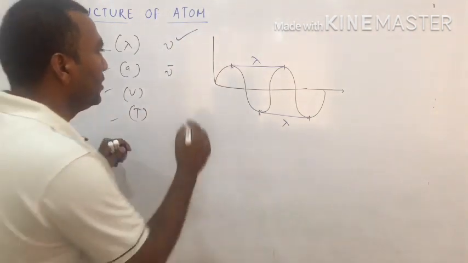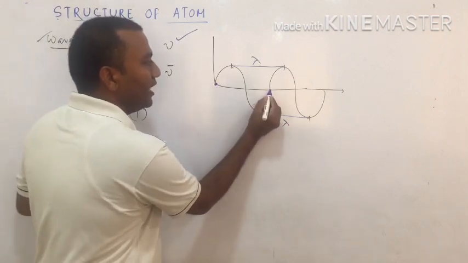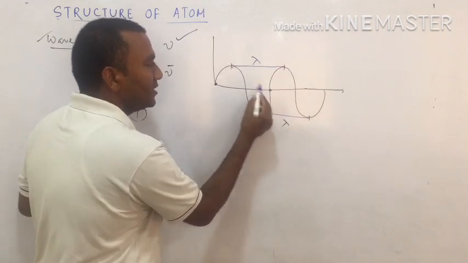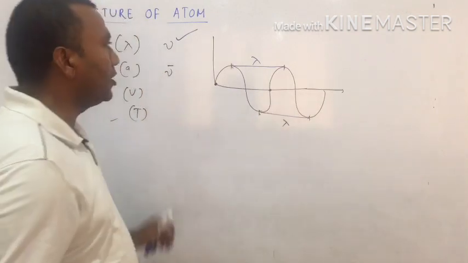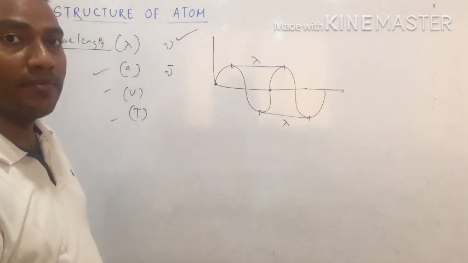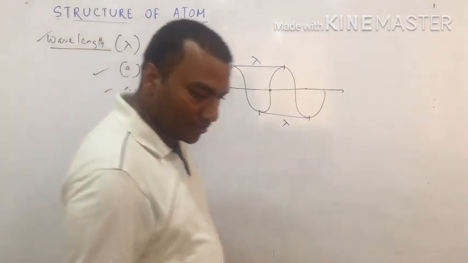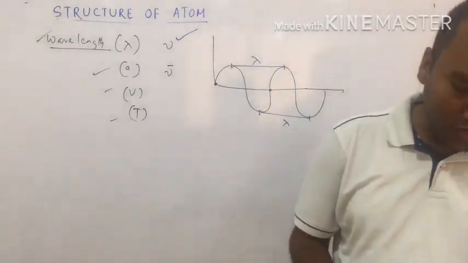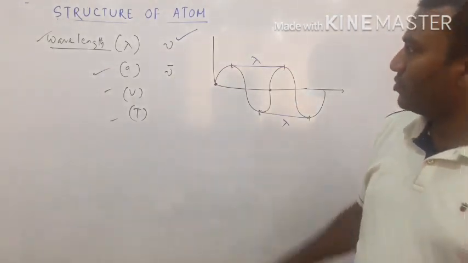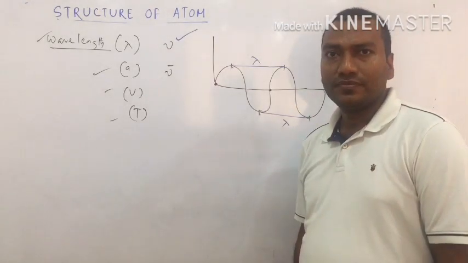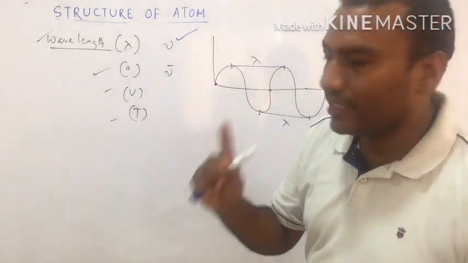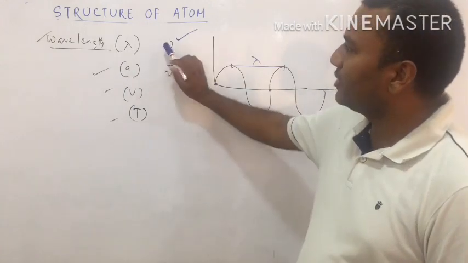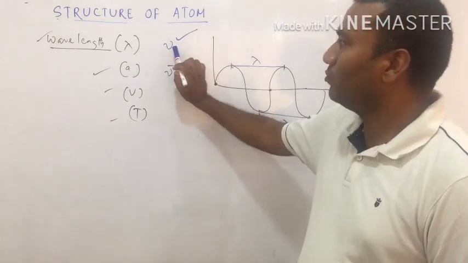Frequency: suppose you start from this point and end at this point, this means it is a complete wave. So frequency means the number of waves per second, the number of waves passing through a point in 1 second. What will be its unit? Cycles per second, which is also known as hertz. So this is frequency, nu.